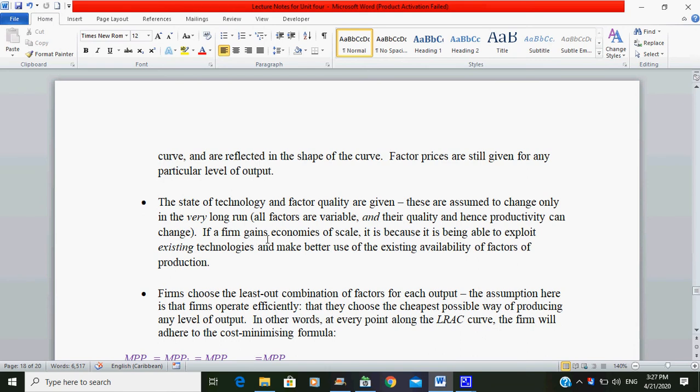If a firm gains economies of scale, it is because it is able to exploit existing technologies and make better use of the existing availability of factors of production.